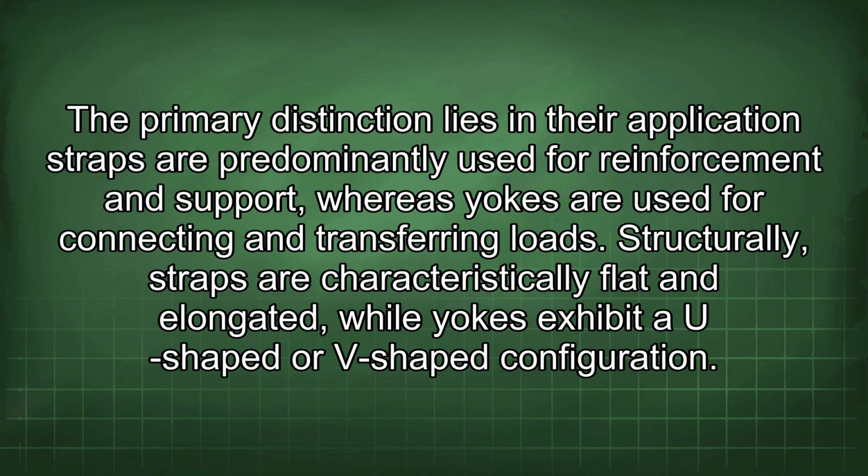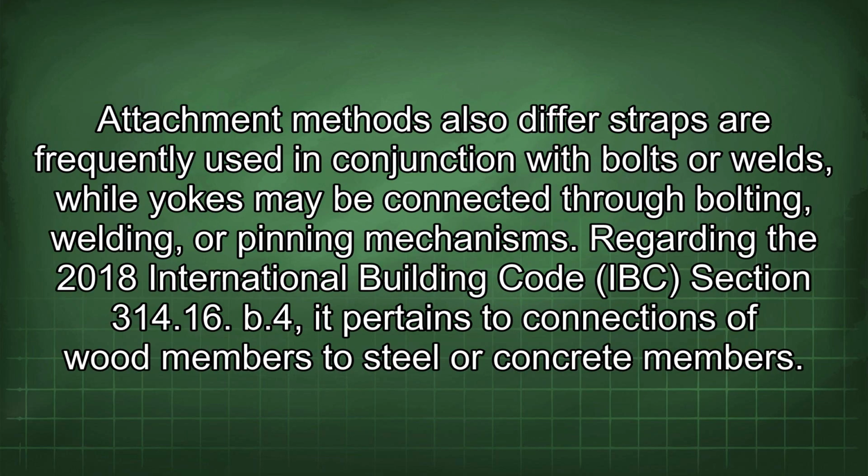The primary distinction lies in their application. Straps are predominantly used for reinforcement and support, whereas yokes are used for connecting and transferring loads. Structurally, straps are characteristically flat and elongated, while yokes exhibit a U-shaped or V-shaped configuration. Attachment methods also differ. Straps are frequently used in conjunction with bolts or welds, while yokes may be connected through bolting, welding, or pinning mechanisms.